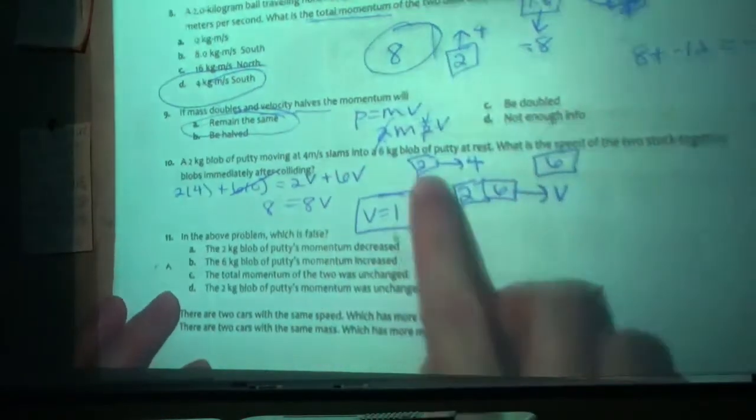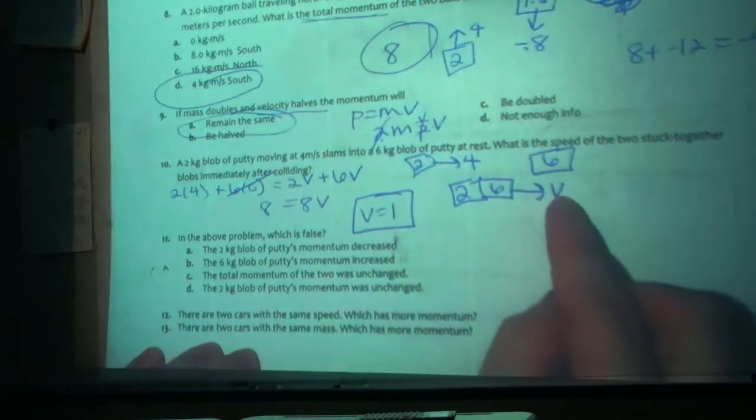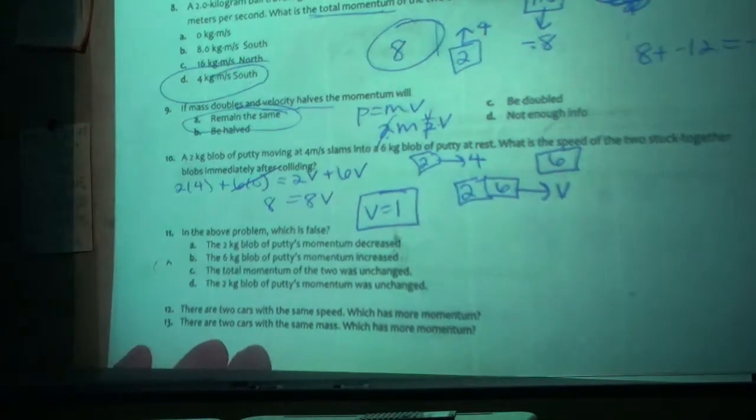1. Now a quick check, we knew that when this one hit the one at rest and they went off together, we knew it had to be slower, so you knew your answer was at least less than 4, so 1 at least is reasonable.